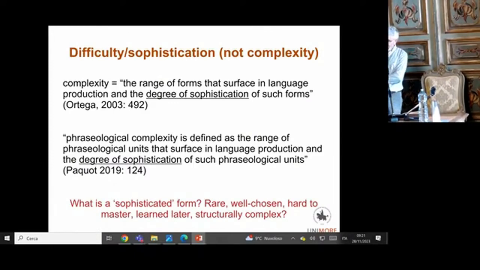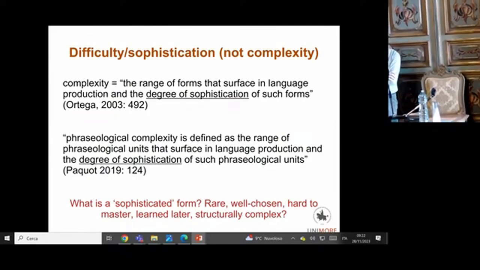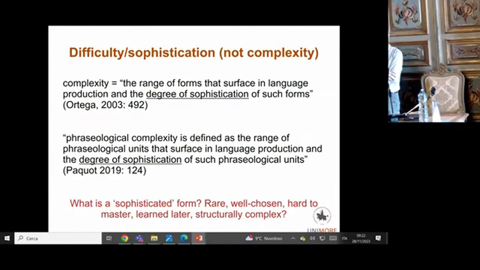Other terms that are used are difficulty, sophistication, and I would say that these are not complexity. And Nate, yesterday, I said that it could be 11 years here because I've been saying these things for some years now. Ortega gave this definition in 2003, stating that complexity is the range of forms that surface in language production and the degree of sophistication of such forms, which was echoed by Pallotti sometime later, almost verbatim, by saying that phraseological complexity is defined as the range of phraseological units that surface in language production and the degree of sophistication of such units.